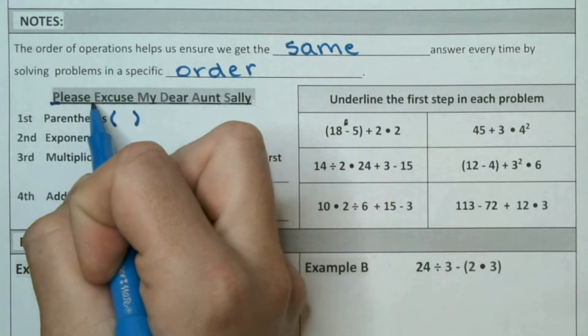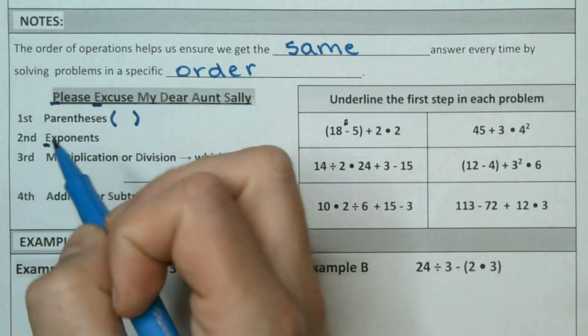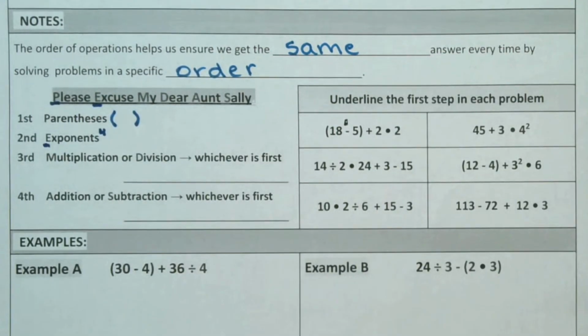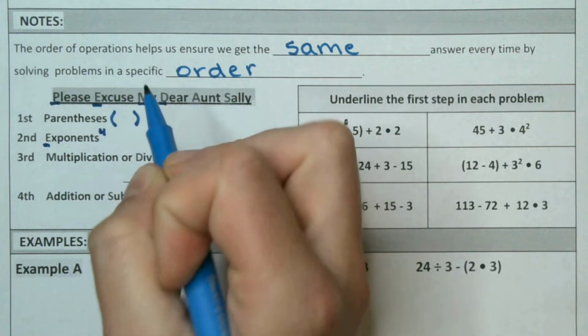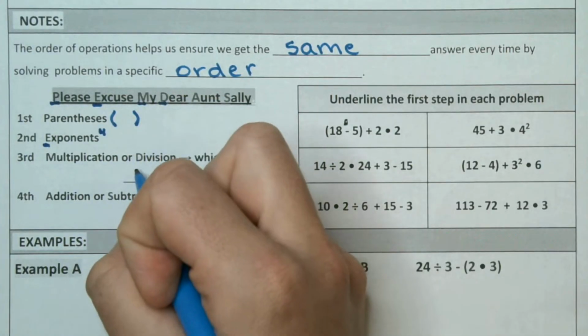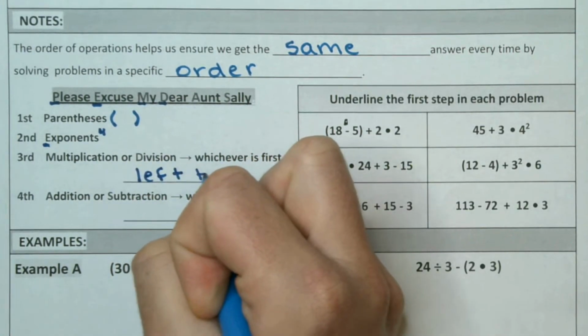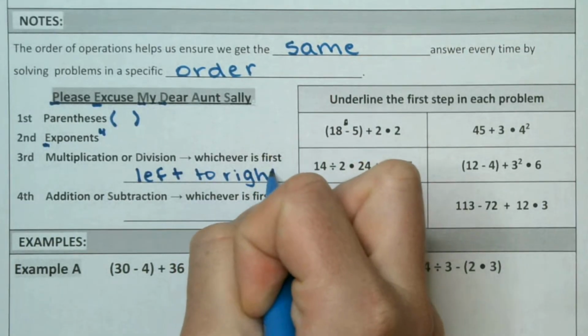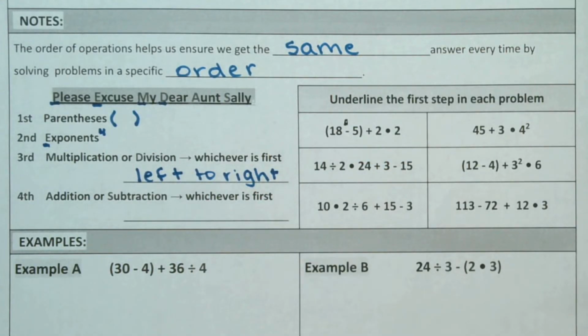Our next most powerful operation is exponents, and we can write a little tiny 4 to remember that that's what an exponent looks like. Our third most powerful operation is multiplication and division, okay? Multiplication and division are equally powerful. If they were superheroes and were versing each other, it would be a tie. So the way you figure out which one to do is whichever is first, from left to right. And we'll practice that in just a second.